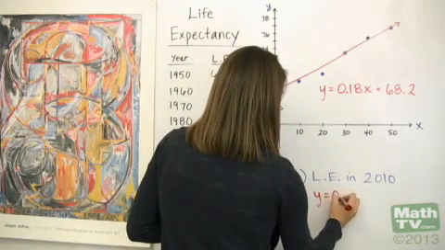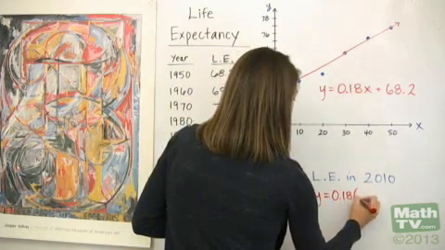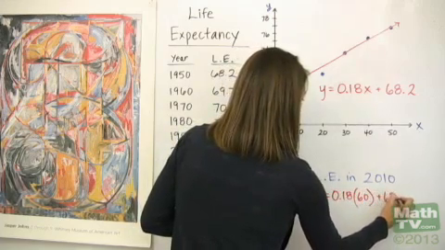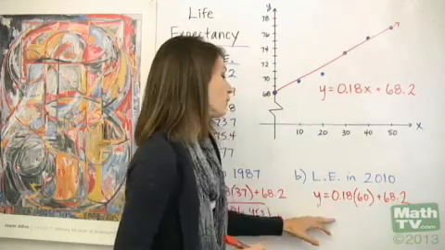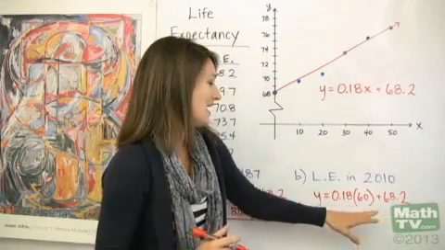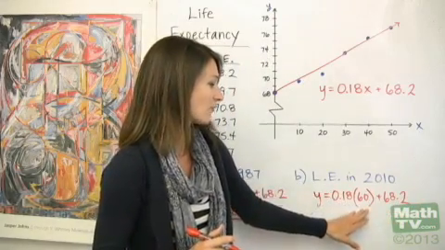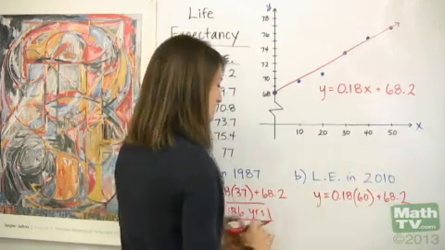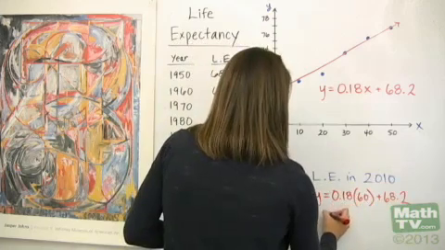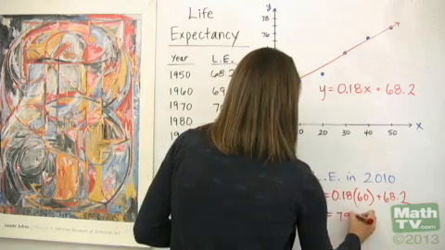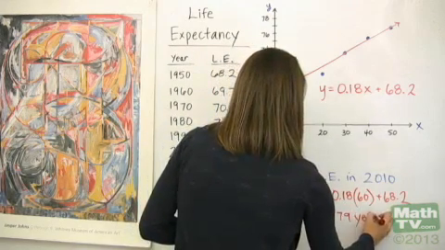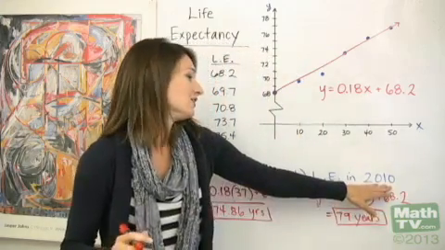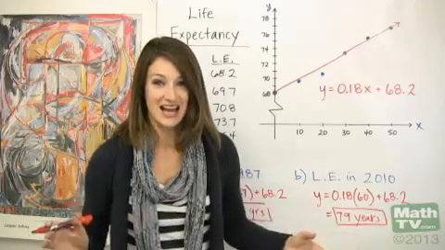Y is equal to 0.18 times 60, plugging in 60 for our x value, plus 68.2. So here's our equation for our regression line, and our x value is 60 because that represents the year 2010, 60 years since 1950. We do this math, and we get 79 years. So in 2010, you were expected to live 79 years.